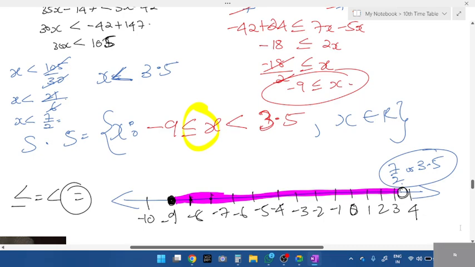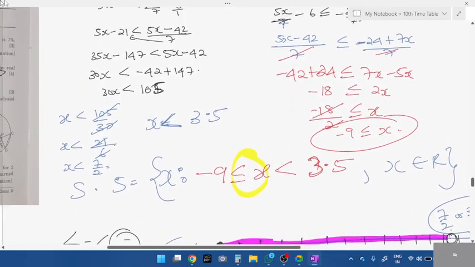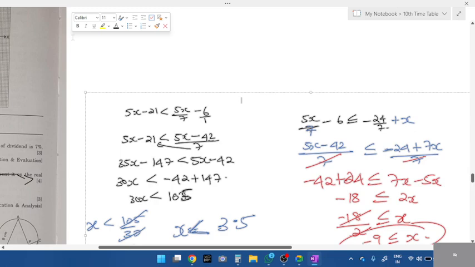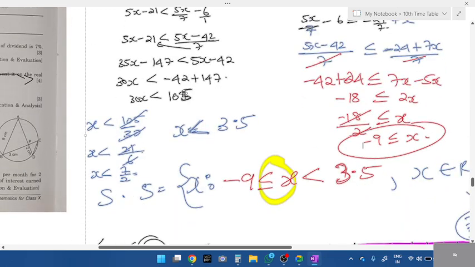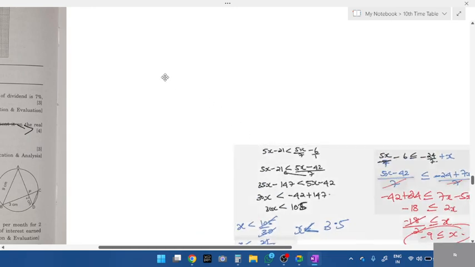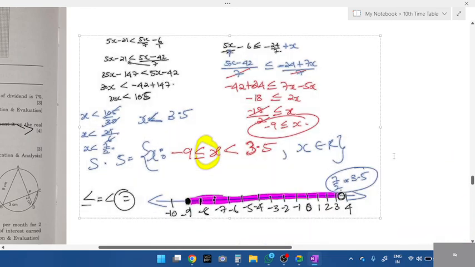Students done? Completed? Any doubts in equation? Any doubts? No? Okay.